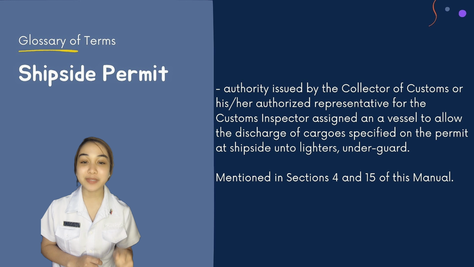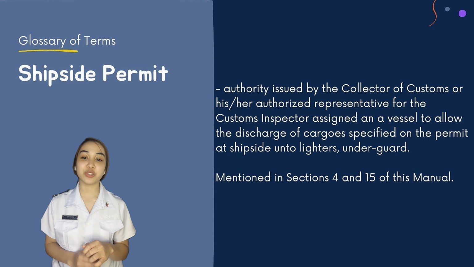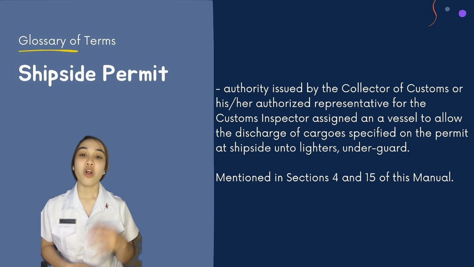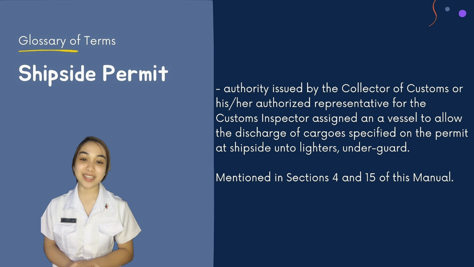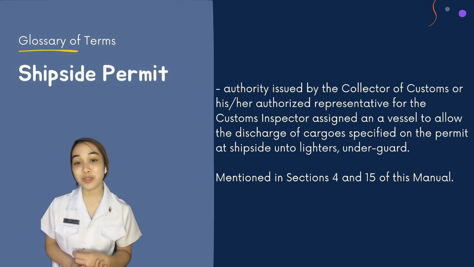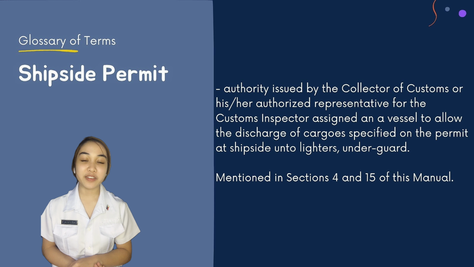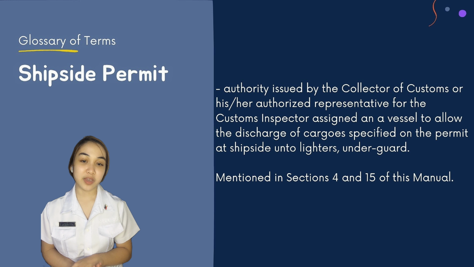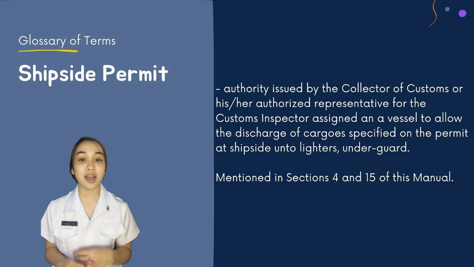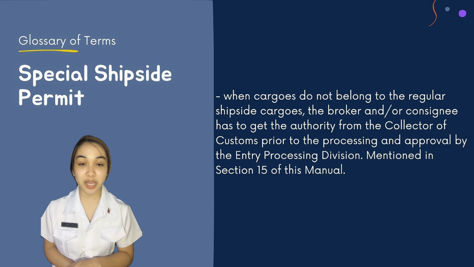Shipside permit. Shipside permit is an authority issued by the collector of customs or his or her authorized representative for the customs inspector assigned on a vessel to allow the discharge of cargoes specified on the permit at shipside onto lighters under guard.